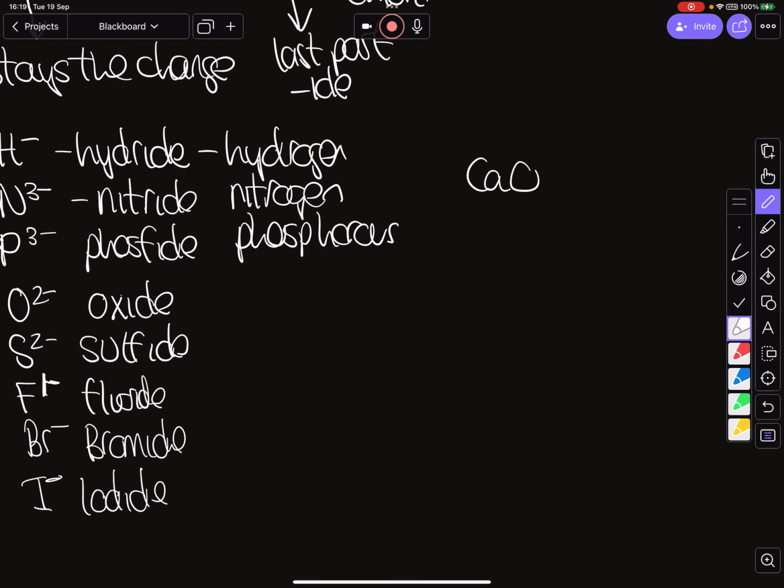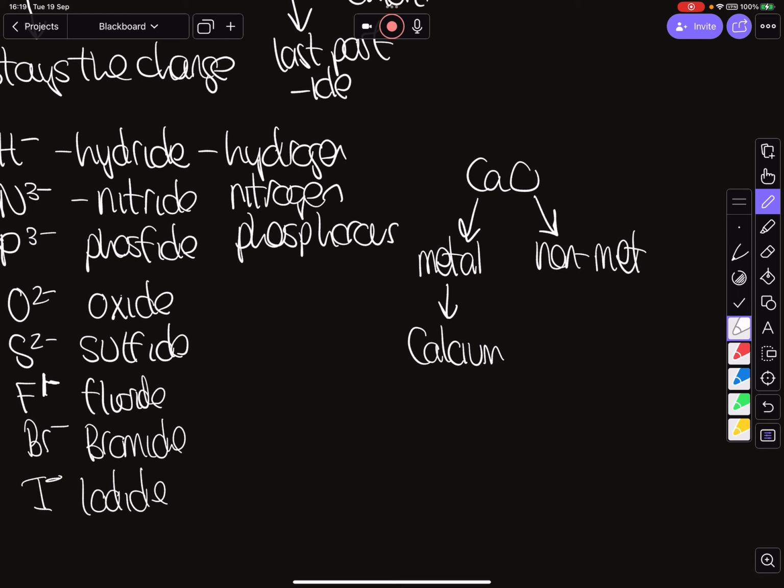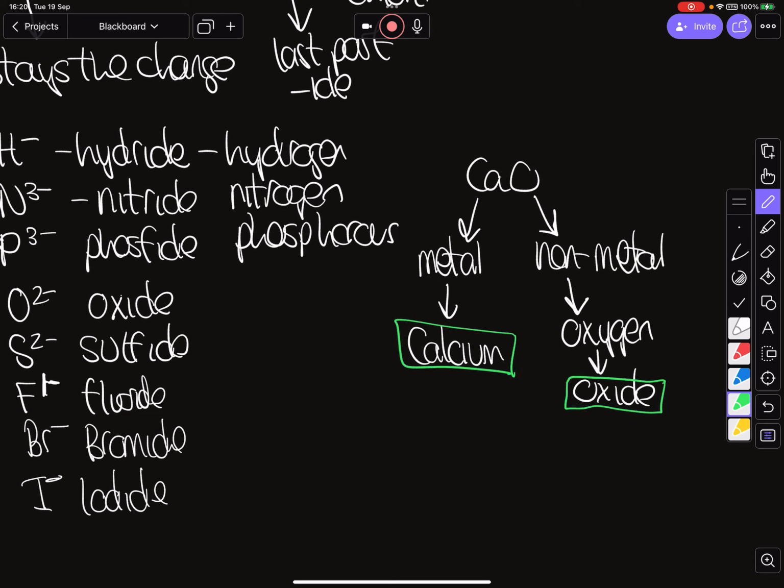Okay, so usually from formulas, it's pretty easy to write names from formulas. So if I tell you CaO, this is my metal. The name doesn't change, but you need to learn what the symbol is. So this is calcium. This is my non-metal. This is going to change the end of its name. So it's obviously oxygen when it's just O, but now we're going to change it to oxide. And then to name it, we just put both things together, calcium oxide. So usually name from formula is pretty good.